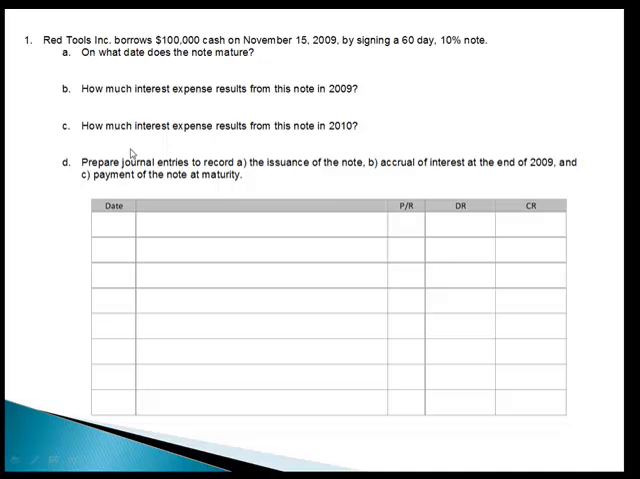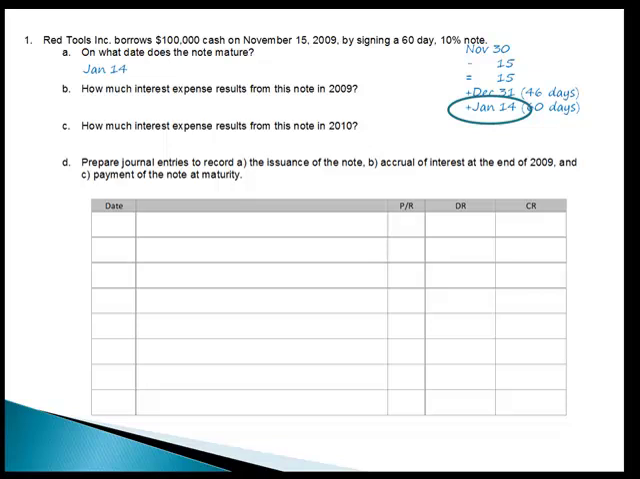Okay, so Red Tools Inc. borrows $100,000 cash on November 15th by signing a 60-day 10% note. On what day does the note mature? Okay, so let's start with the month that we sign the note. So November 30th minus the day that we sign it equals 15 days in November. Add in 31 days for December, which totals 46 days. Okay, remember that we need 60 days. So we're going to need 14 more days in January to equal 60 days. Our due date then would be January 14th.